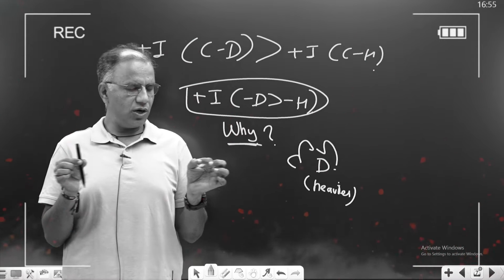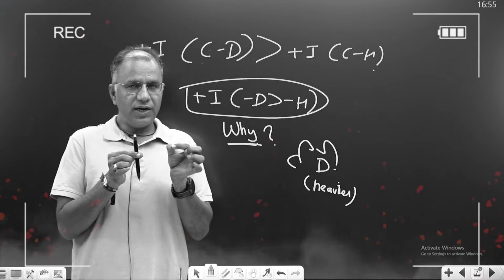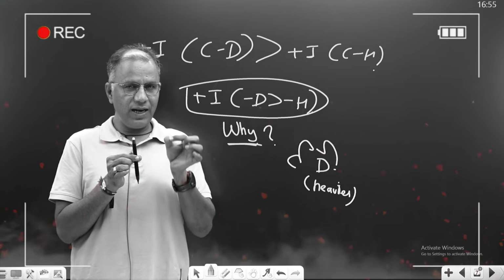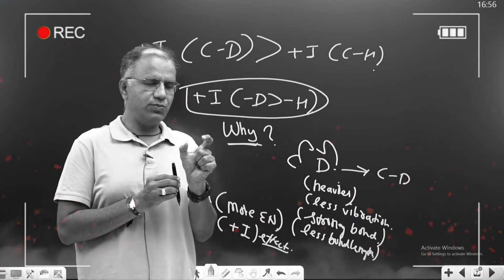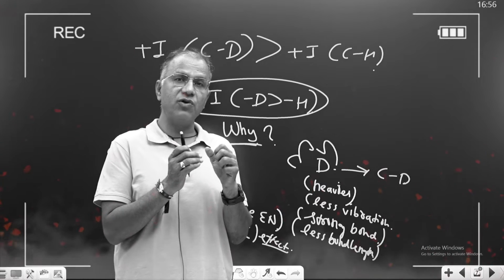The C-H and C-D bonds form by collision. D is the heavier isotope, which means there will be less vibration. Strong bond means less bond length, and less bond length means more electron density.